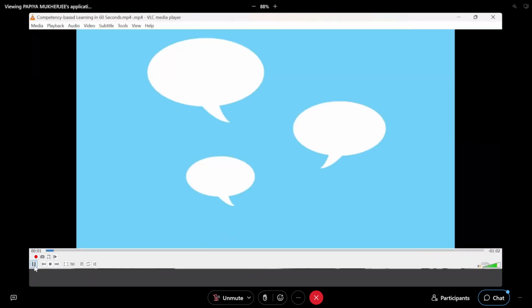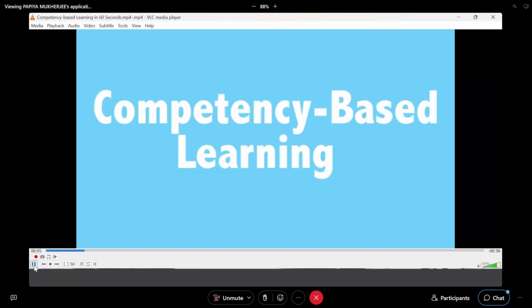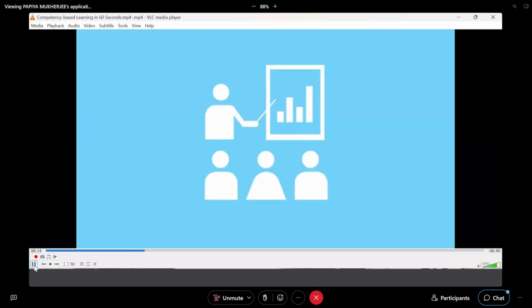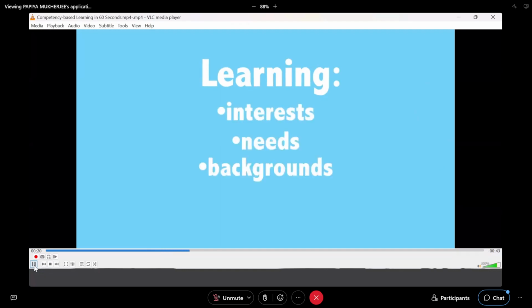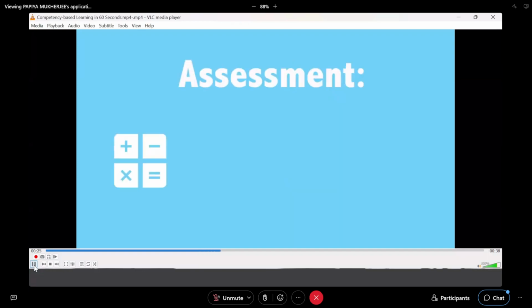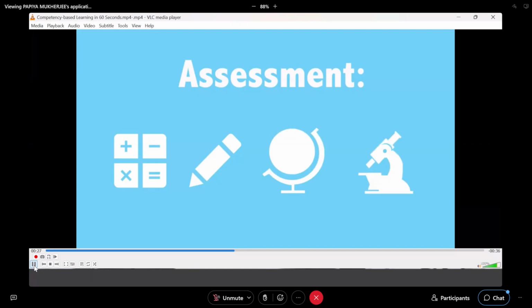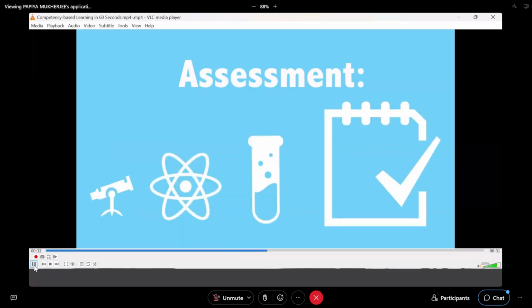A lot of discussion lately about how to better engage students in their learning. One promising strategy is competency-based learning, or CBL. But what exactly is CBL, and how will it change a student's learning experience? CBL organizes learning around students' interests, needs, backgrounds, or aspirations. It provides authentic assessments of student progress through demonstrations or products which establish students' mastery of the subject.